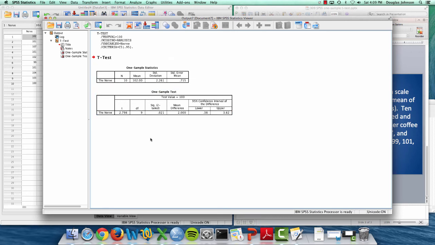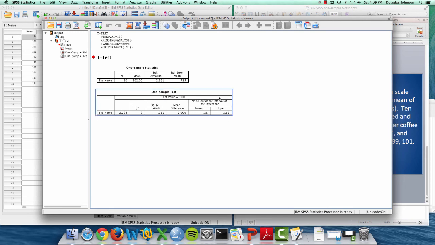We have everything here that we need to write up our information on our one-sample t. N of 10, mean of 102, standard deviation of the sample, t with 9 degrees of freedom equals 2.80, comma, p equals 0.021. We're good to go.